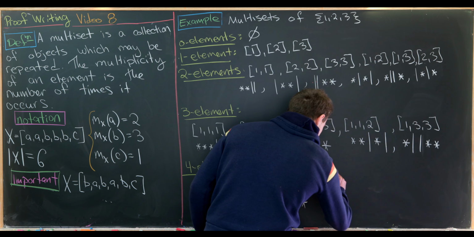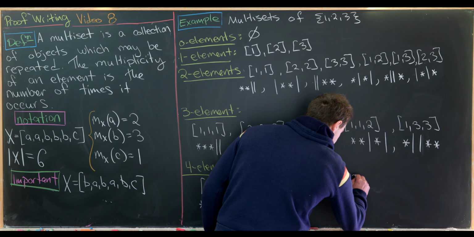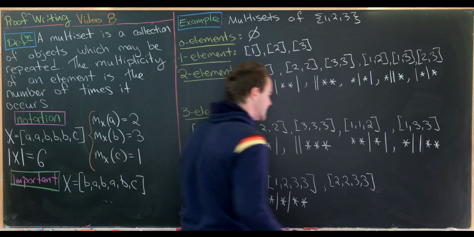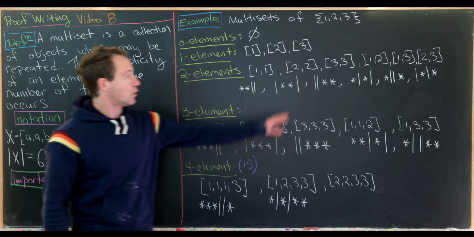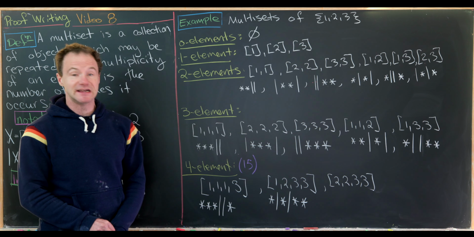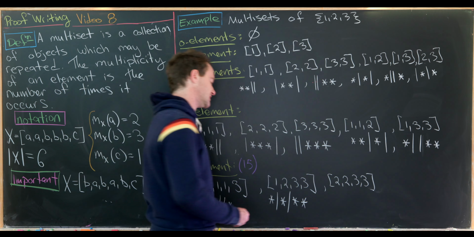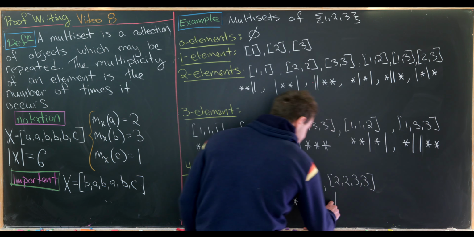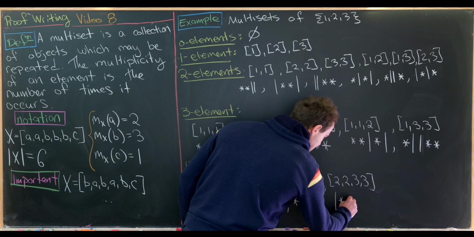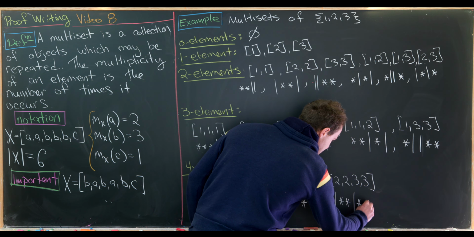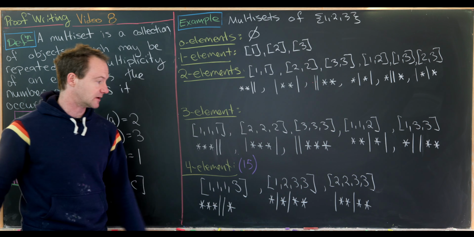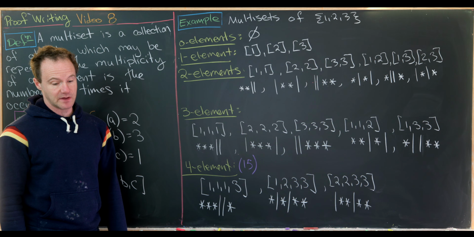So let's maybe look at 2, 2, 3, 3. So that's kind of an interesting multiset. It only contains elements from 1, 2, 3. It's missing 1, but then it has 2 each of 2 and 3. So that would have 0 stars in the 1 position, and then 2 stars in each of the 2 and the 3 position. So that would be our diagram there.